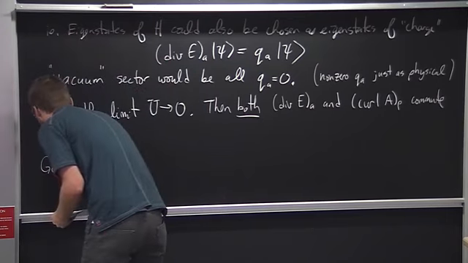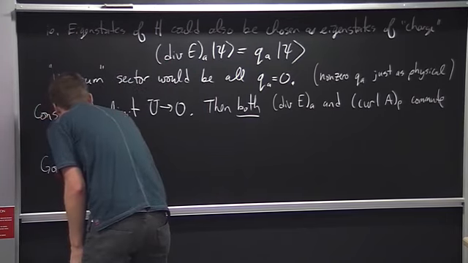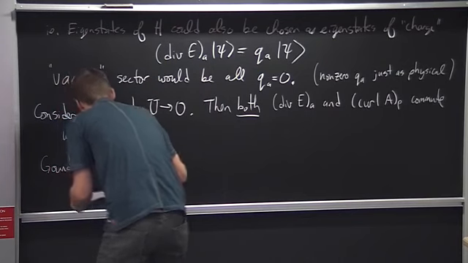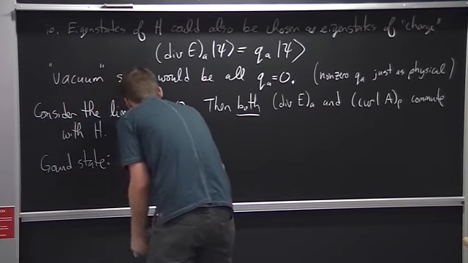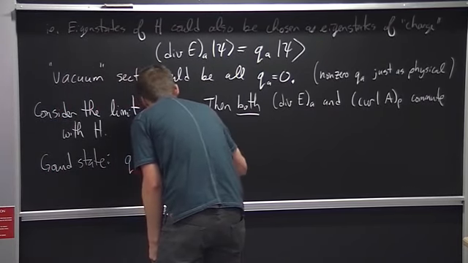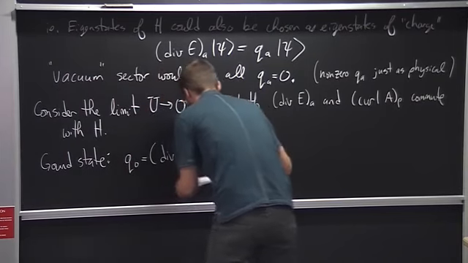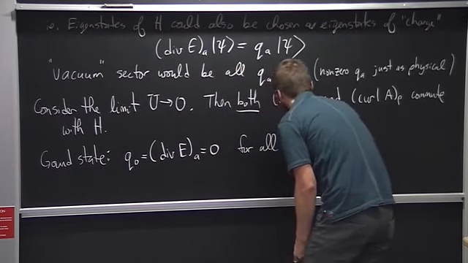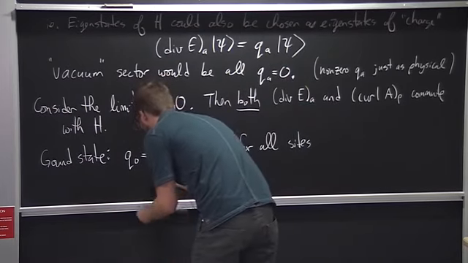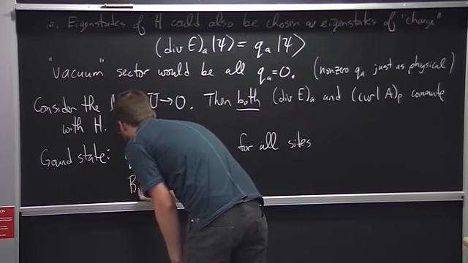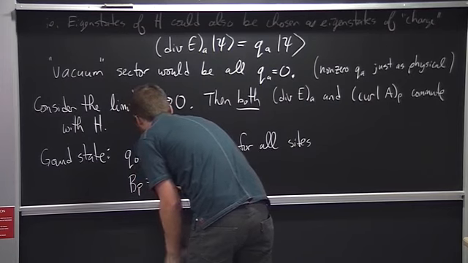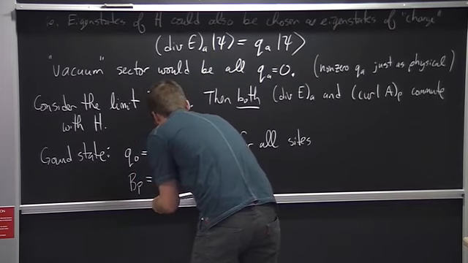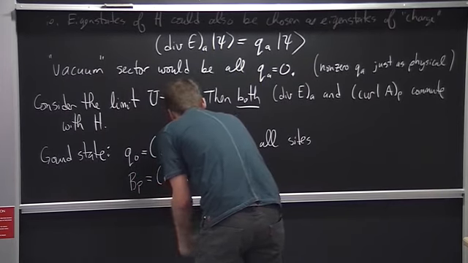So the ground state, okay. It means the charge is 0. And what did I call this thing? The field on plaquette P.